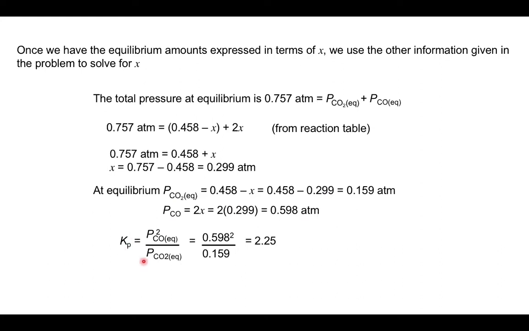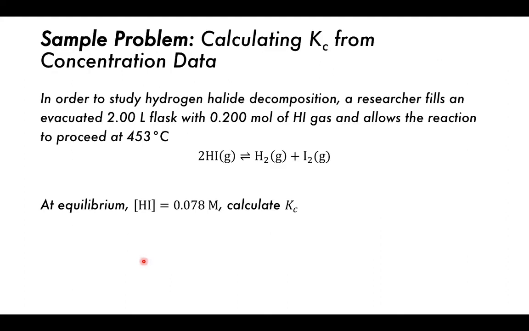And so to find Kp, then we fill that into our Kp expression. So Kp is equal to the partial pressure squared of carbon monoxide over the partial pressure of CO2, which is equal to 0.598 squared over 0.159, which is equal to 2.25. So then calculating Kc from concentration data.